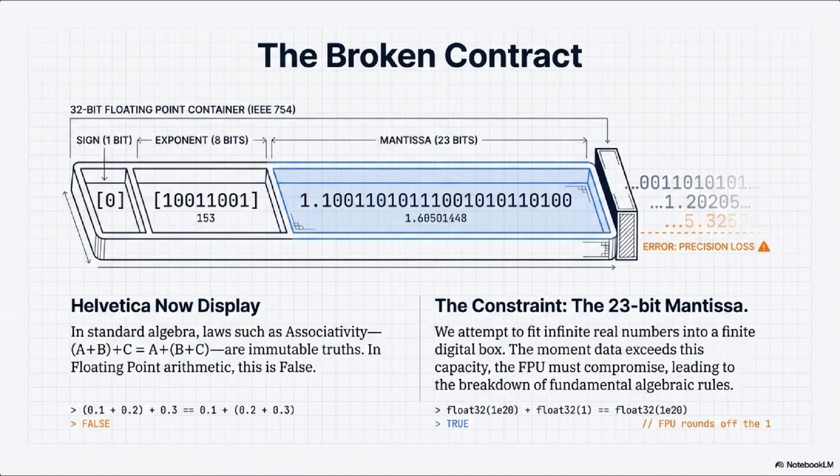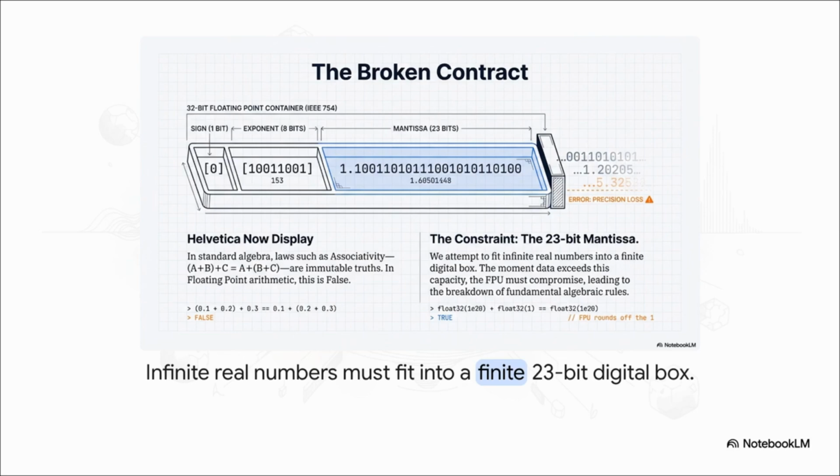This is how a floating point number actually lives in memory. It's not one big number. It's a little container with three parts. You've got a sign bit, an exponent for the scale, and then you have this, the 23-bit mantissa. This is where the actual digits, the precision, are stored. Now think about it. The number of real numbers is infinite, but your computer has to squeeze every single one of them into this tiny 23-bit box. And that's exactly where the trouble begins.